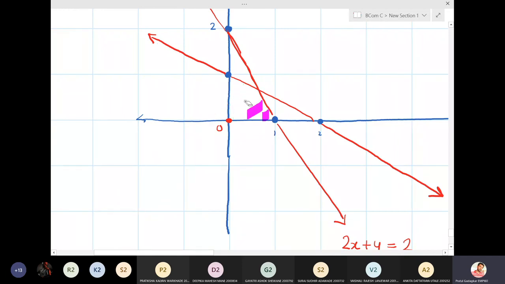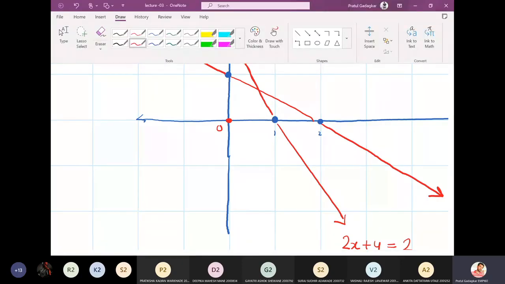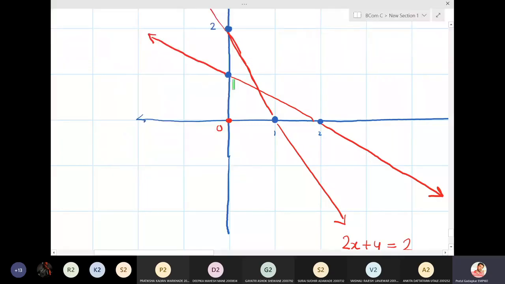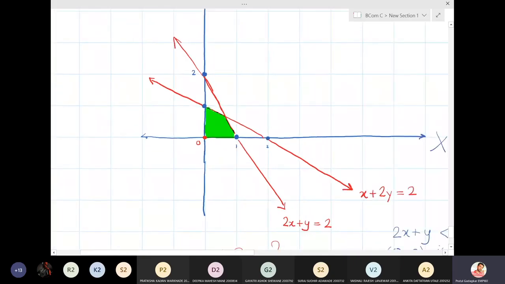I will now delete all the shadings and put a different kind of shading there. Let me take a green shading. So this becomes your common region. It is in the first quadrant also. Okay, it is satisfying both the other shadings, right? It was this also and this also. We need the region that goes below both, but it should be in the first quadrant.